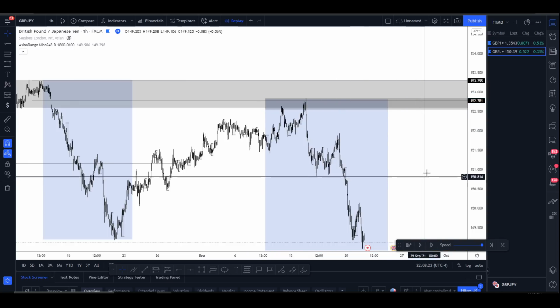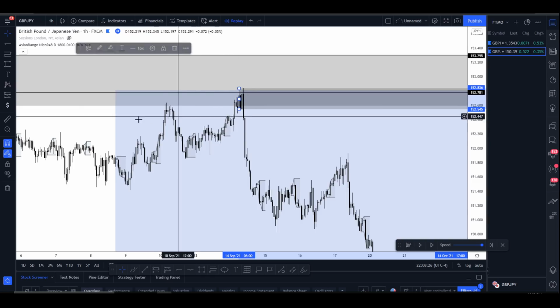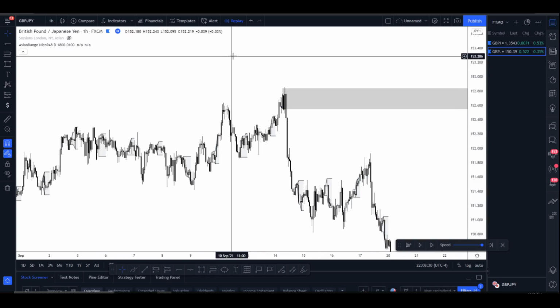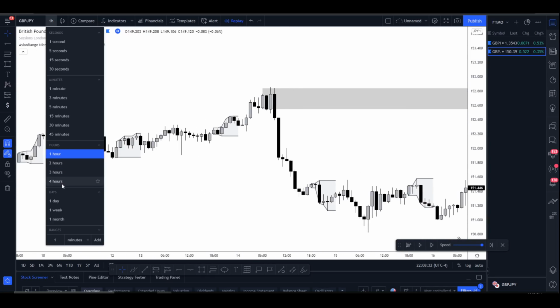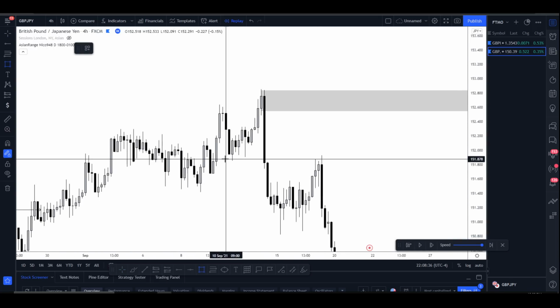152.545. This was this 1 hour institutional candle right over here. Now I can delete this, I'll delete this, and delete this, and delete this. Now, let's go back to the 4 hour time frame and let me go over our supply zone. So the supply zone was right over here.